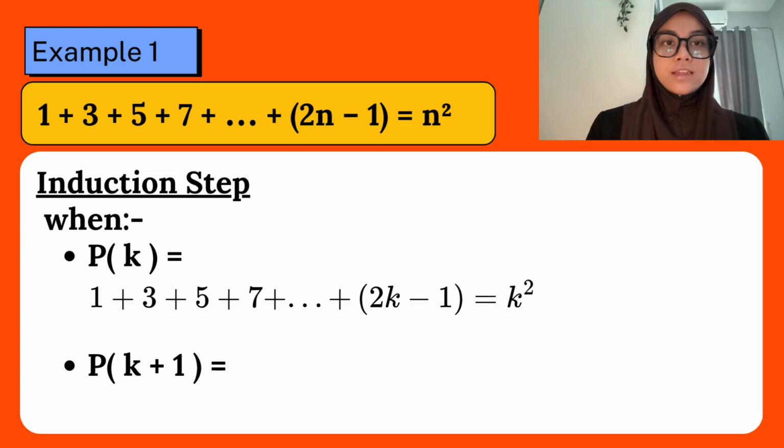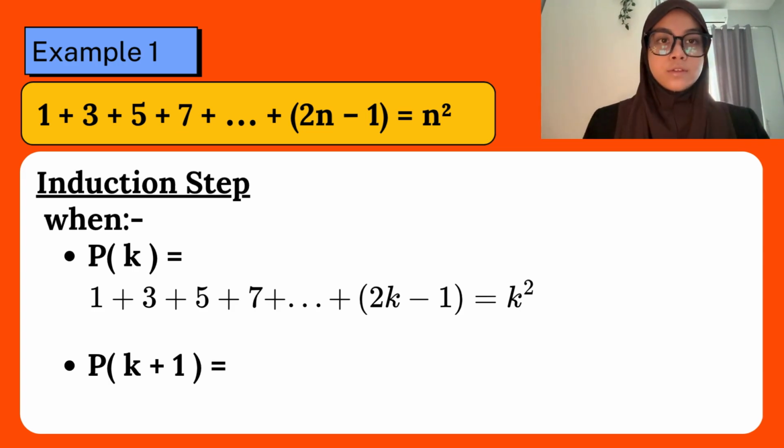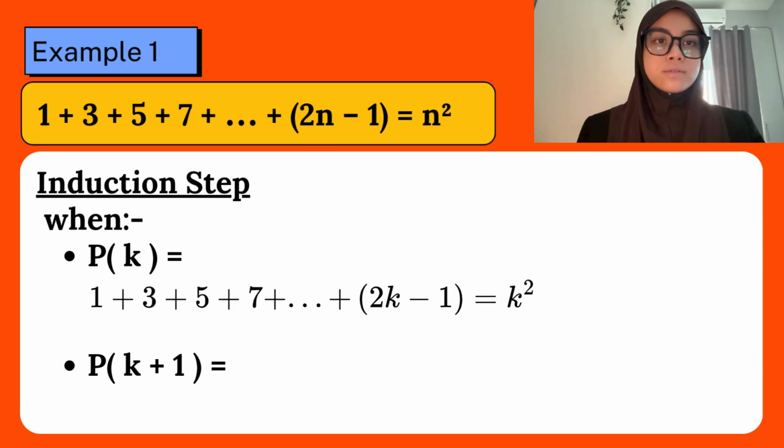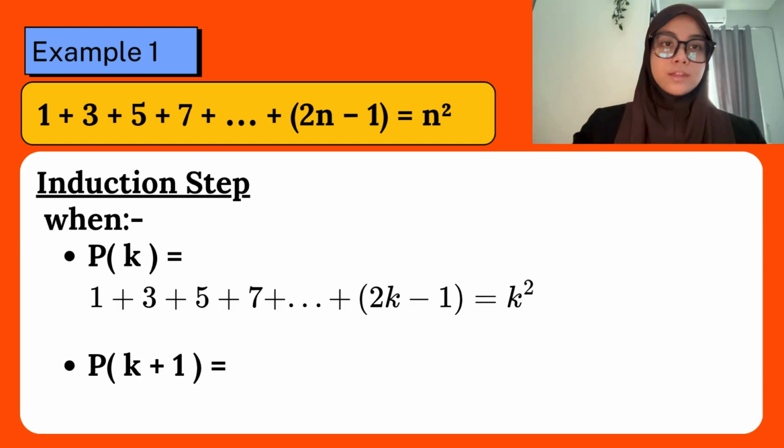Now let's look at the induction step. For P of k, we assume the statement is true for n equal to k. So this is how it looks after we substitute n with k. And again, we assume this statement is true. Now let's prove P of k plus 1. This means we need to prove this statement is also true for n equal to k plus 1.